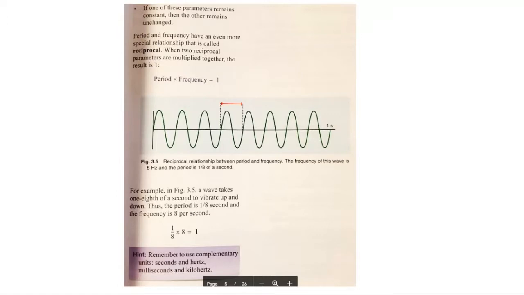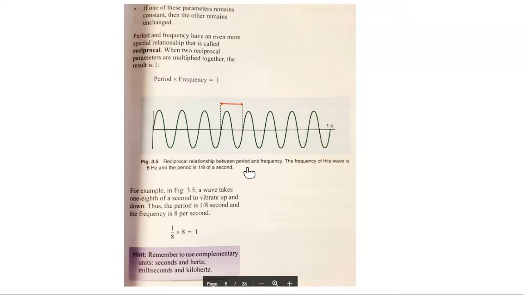So here it says period and frequency have an even more special relationship. They are called the reciprocals of each other. So the period times the frequency is always 1. Then there's a picture here, and what it says is reciprocal relationship between period and frequency.